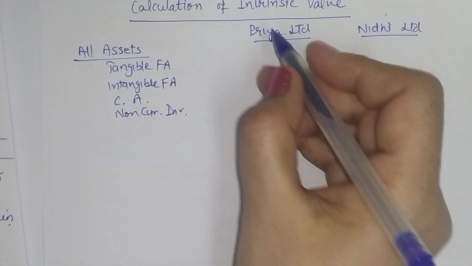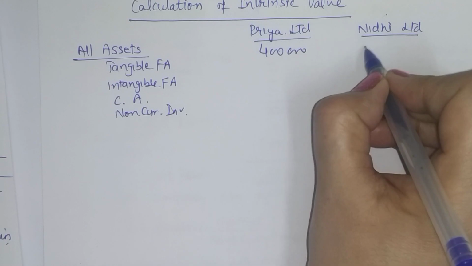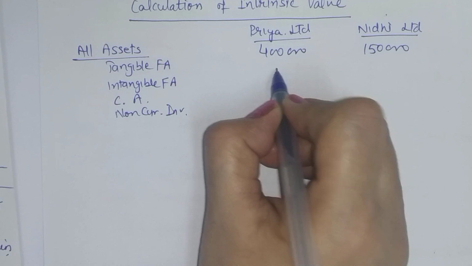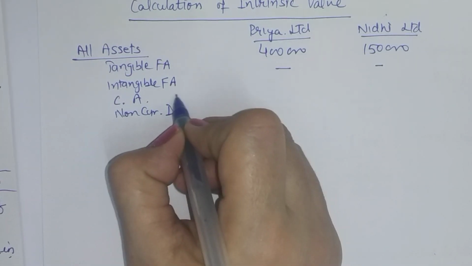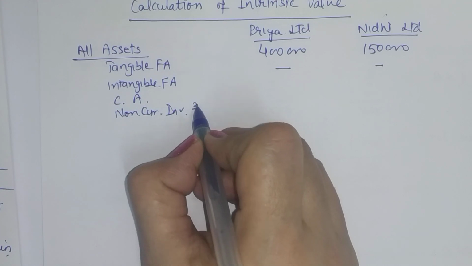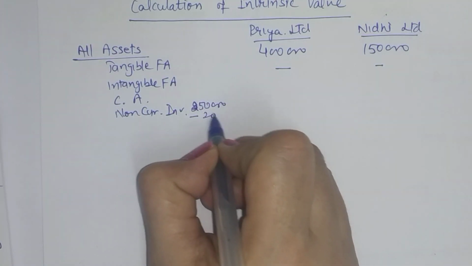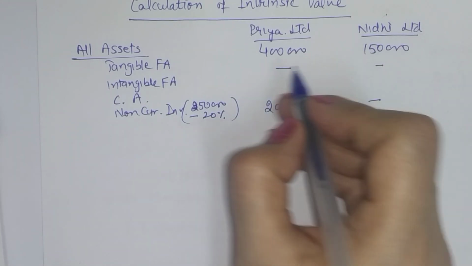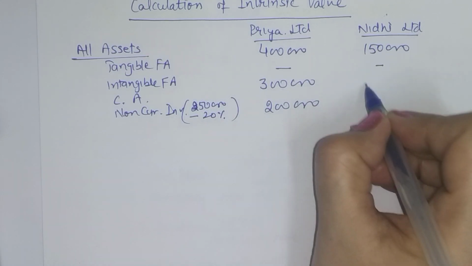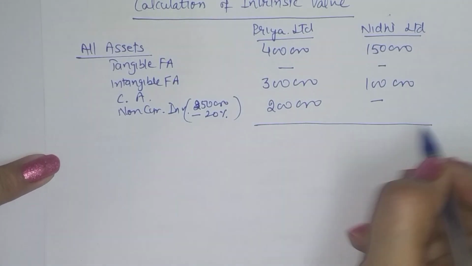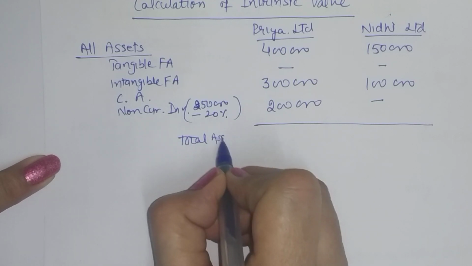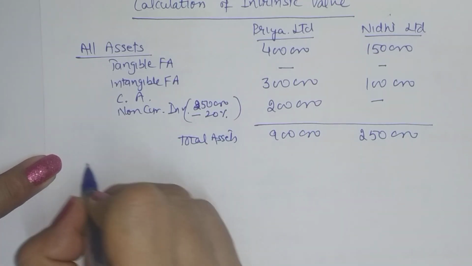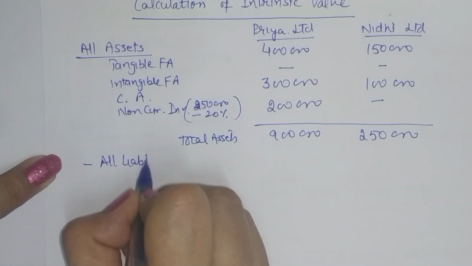So take up the tangible fixed assets. For Priya Limited it is 4 lakh, and for Nidhi Limited 1,50,000. Intangibles we have nothing, because these are valueless. Non-current investments are 2,50,000 less 20%. 20% of this will be 50,000, so 2 lakh. Current assets are 3 lakh and 1 lakh. So our total assets are 9 lakh and 2,50,000.